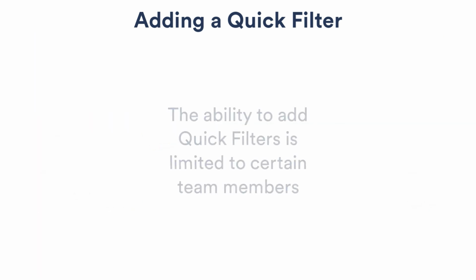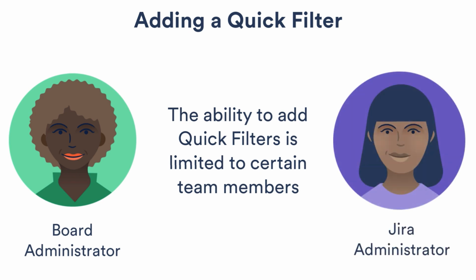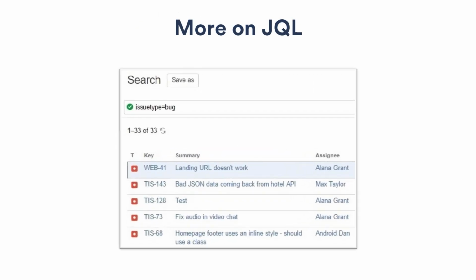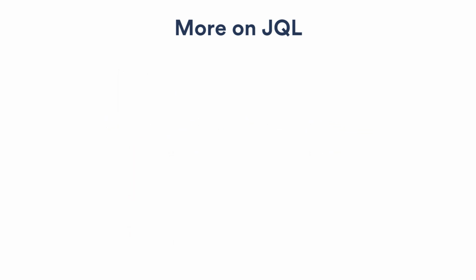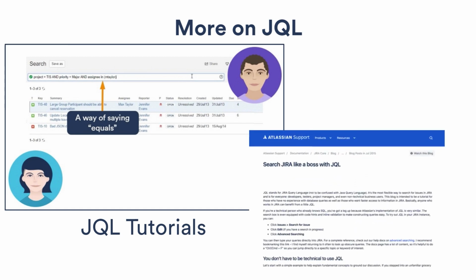Creating quick filters is a restricted operation. The board administrator or Jira administrator creates them. If anyone could create a quick filter, your board could become littered with them, making distinguishing between them pretty difficult. Jira Query Language is a search language that searches for issues. It's the engine that powers all queries and filters in Jira software and works across all Jira products. If you're interested in learning more about JQL, explore our series of tutorials on using Jira Query Language, or check the documentation and Atlassian blogs.